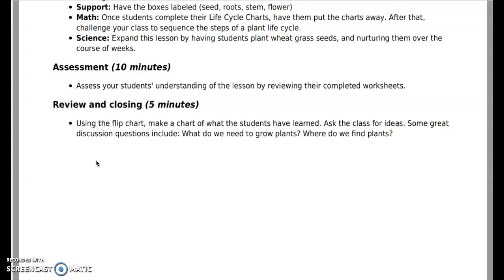Finally, I think review and closing is super important for any lesson plan. Just after they finish all of the worksheets and the things that they were going to do, going over what they learned. Asking the students, what are the 3 things plants need to grow? What is the root? What is the sun, and how does it give food to the plant? Things like that. Just going over what they learned and closing that way.